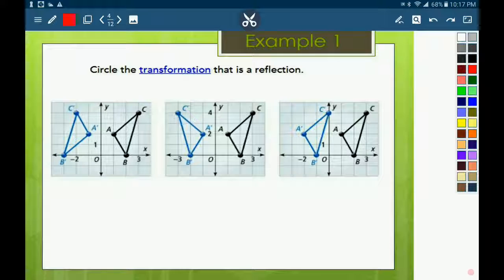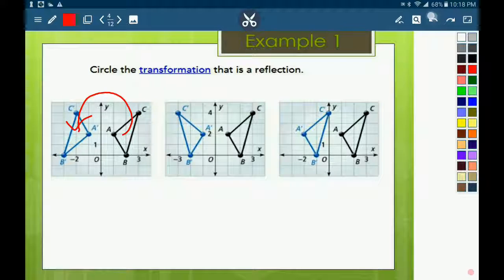So let's give this a try in example 1, just recognizing what a reflection is. I should see a mirror image, not something that has been turned or spun, and not something that has been slid like a translation. The first one that I see kind of looks like it's been spun. If I were to spin the black triangle onto the blue one, I would have to turn it in order to get the shape to sit the way that it should. Also, I'm seeing that C would not correspond to C prime if I did spin it. It wouldn't land in the right spot.